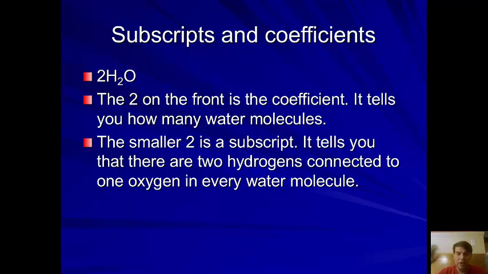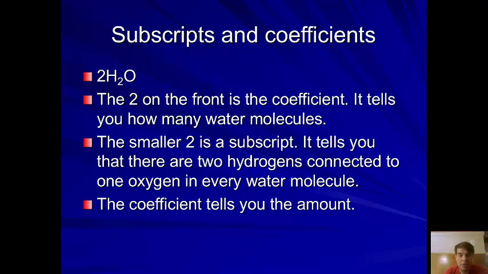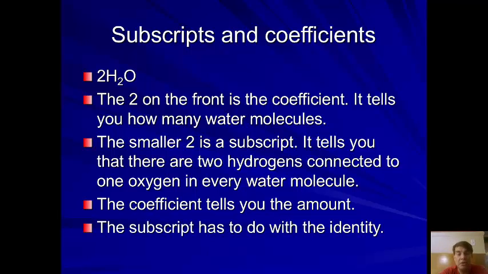The 2 in the front, and it could be some other number, is just telling you the amount. It's like the difference between a toupee and real hair. The 2 on the front, it comes off. It's a toupee. But the 2 on the bottom, that doesn't come off. It's going to hurt if you try to pull those 2 hydrogens apart. Okay? So, in other words, the coefficient tells you the amount of molecules or elements, and the subscript has to do with what molecule you're dealing with in the first place.